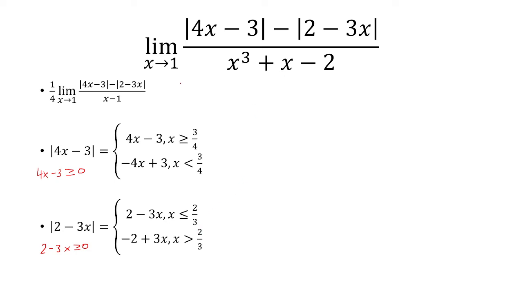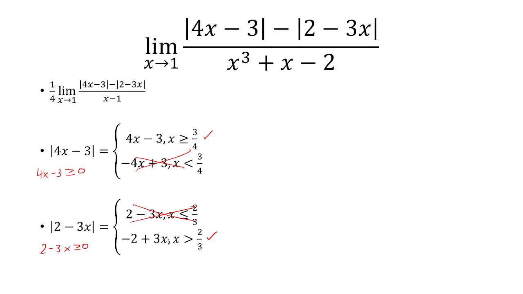Now for our original problem, we want x approaching 1, which means we want values close to 1. So it could be like 0.99, 1.001, etc. Here we have 3/4 and 2/3. That's quite a bit off from 0.99 or 1.001. So obviously we won't care about being less than 3/4, and we won't care about being less than or equal to 2/3. We want it to be right around 1, which is part of this interval.